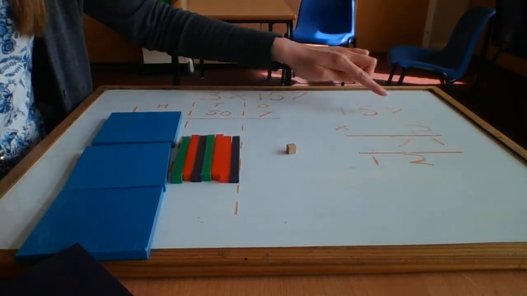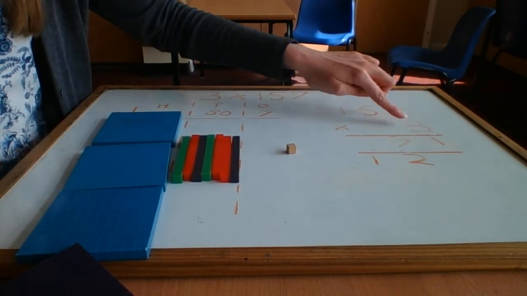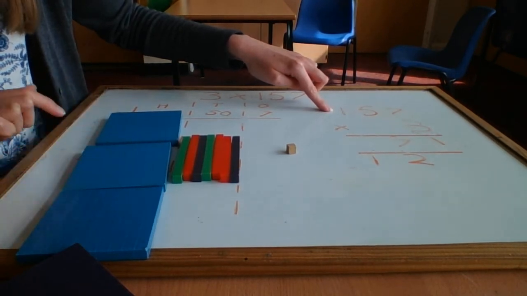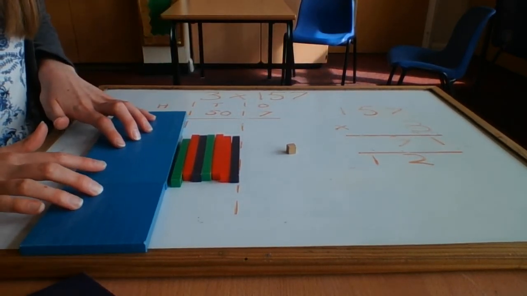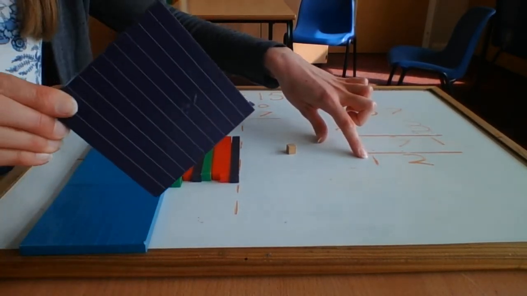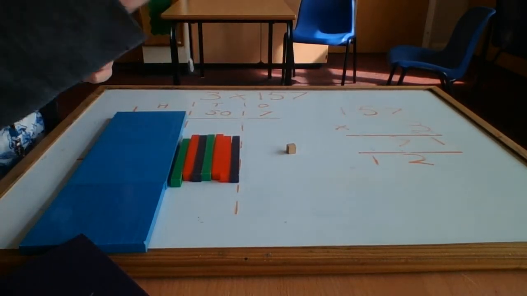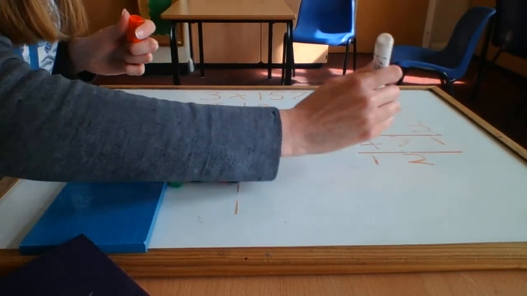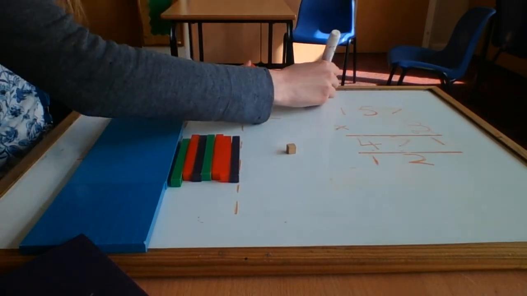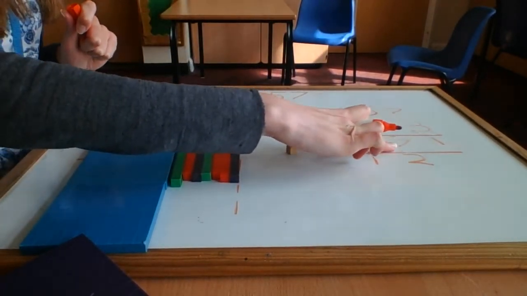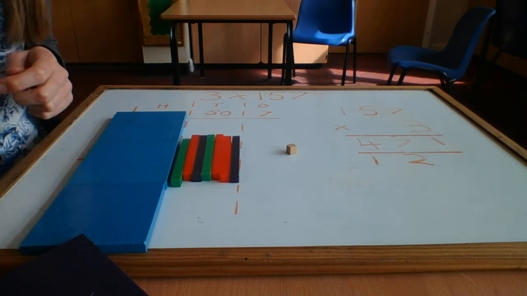So hundreds column, 3 times 1, 3 times 100 is 300. Add the extra 100 is 400. 3 times 157 equals 471.